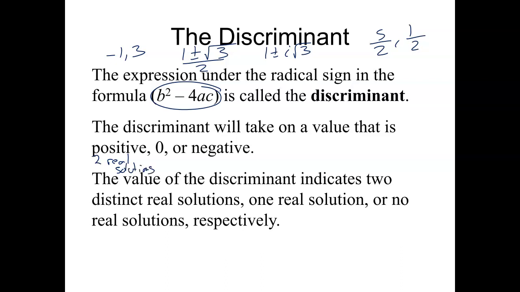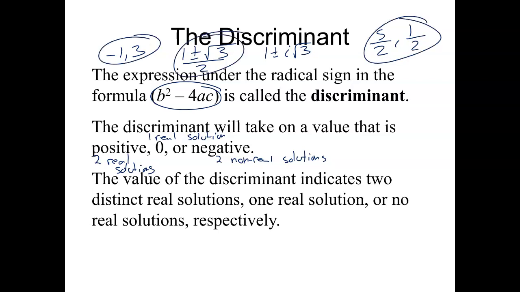If our discriminant is 0, we're going to have 1 real solution. And if our discriminant is negative, we're going to have 2 non-real solutions. So 2 real solutions would be something like this, something like this, something like this. Those are all real solutions. 2 non-real solutions, that would be something like this.